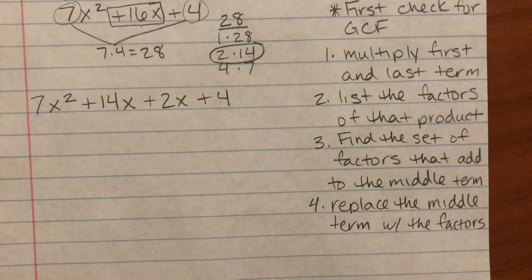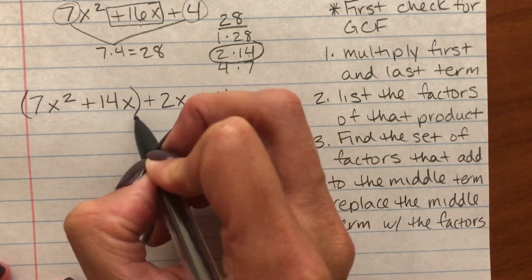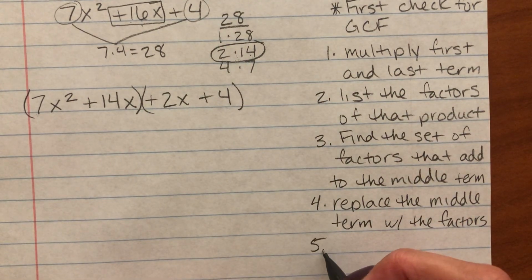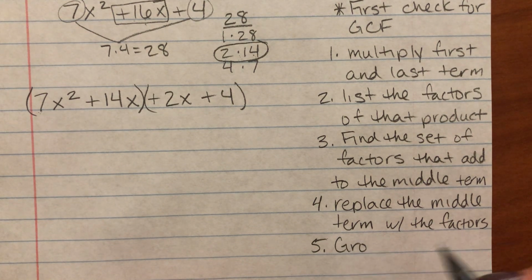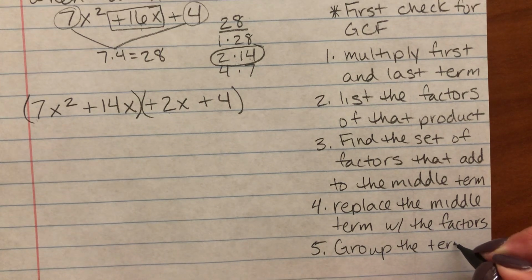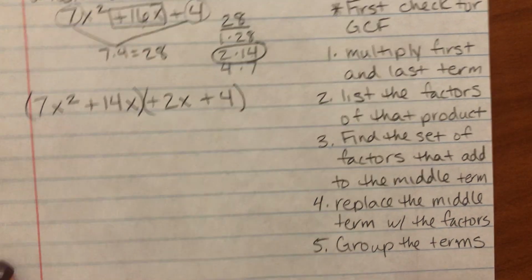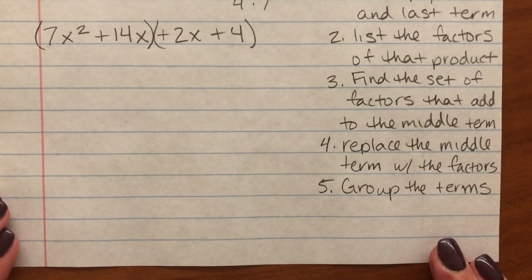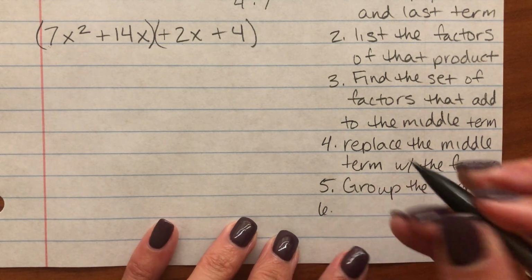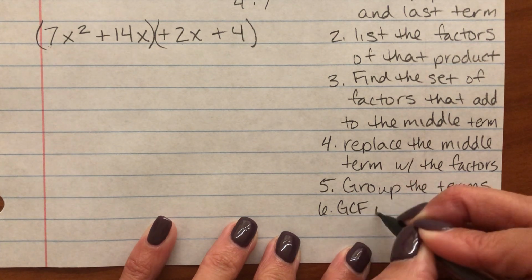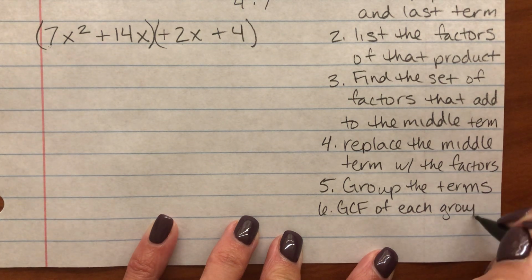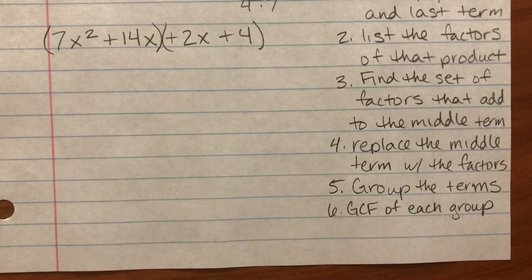All right, now I need to group the terms. So I'm going to group my first 2 terms and my last 2 terms. So that's step 5, group terms. All right, now I'm going to look for the GCF of each group. And I'm going to factor out that GCF of each group.